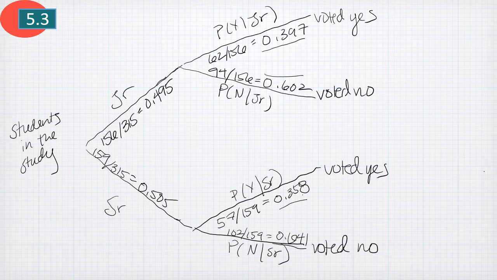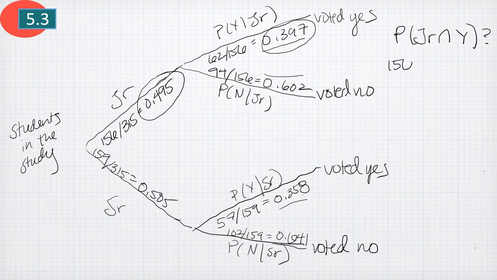So the question is, how would I know about the probability of a junior and yes? How would I find that one? So in order to find junior and yes, I would look at this. Well, I know that the probability that they're a junior is this. Yes given that they're a junior is this. So all I have to do to find junior and yes is go 156 divided by 315, which is my first probability, times 62 divided by 156. And oh, look, it cancels out.